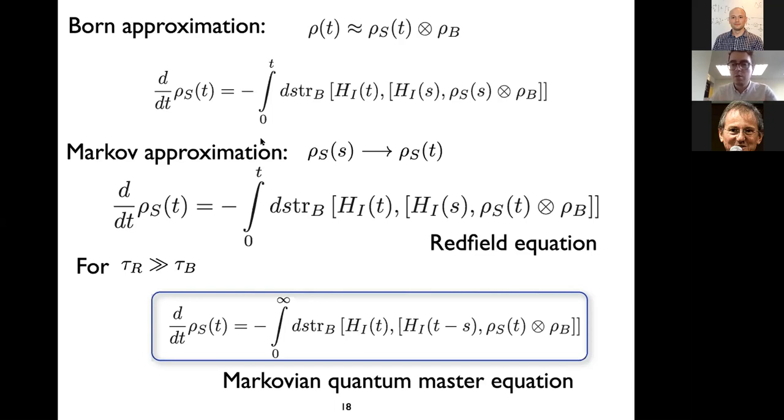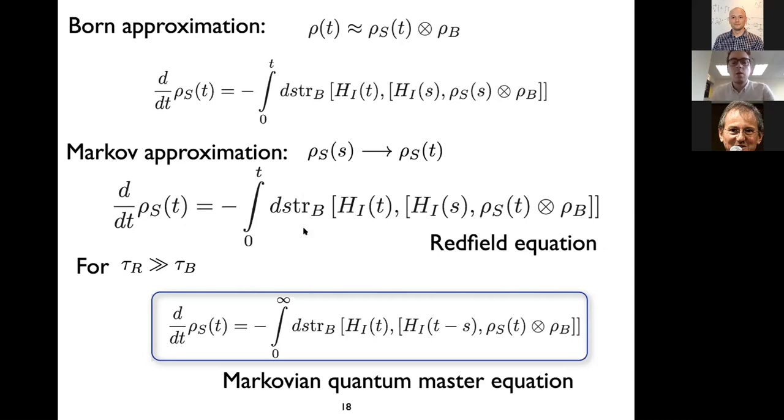So the first part towards doing this is that within this integral, the integrand depends on the reduced density matrix of our open system at some time s, which we're integrating over from the initial time up to some time t. Because the time evolution of our open system should be independent of its history, we just replace rho s at some earlier time s by the current time t. So we're neglecting any memory effects in the time evolution of our open system. If we do this, we generate this equation of motion, which is referred to in the literature as the Redfield master equation.